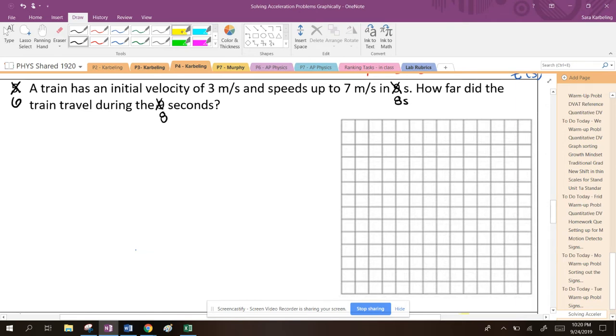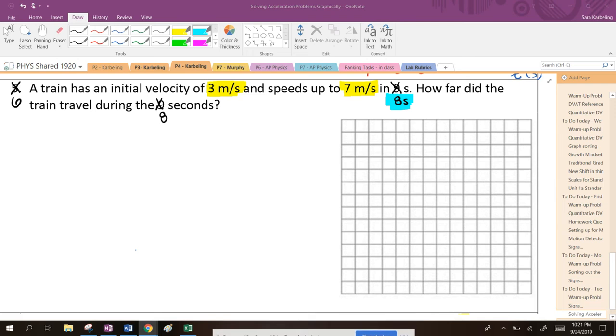So let's look at what we have. We're just doing the same kind of thing we do every time. So we got 3 meters per second to start. 7 meters per second is our final velocity. The time that we're doing that acceleration is 8 seconds. I don't honestly care exactly what the acceleration is this time. What I care about is how far the train traveled. So let's go ahead and do some graphing to see what we can do with this.